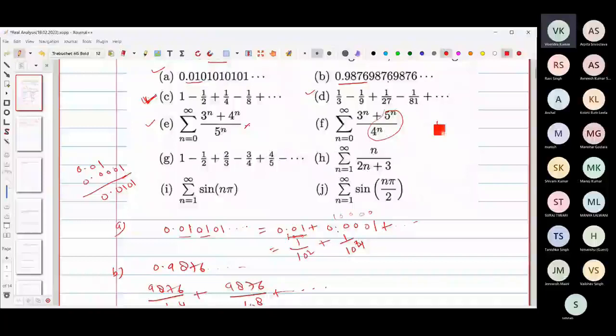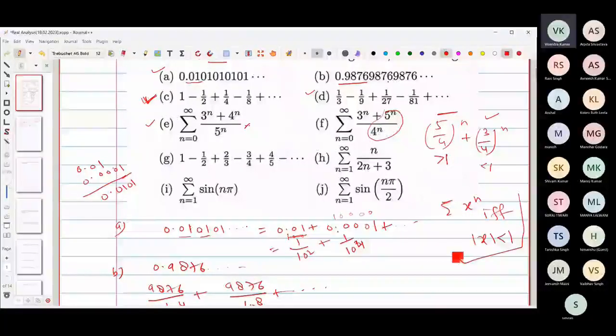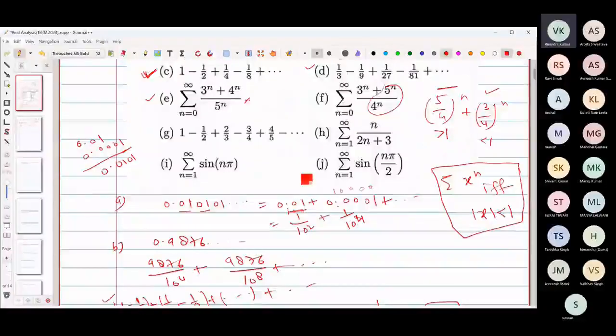You know, this geometric series x to the power n is convergent if and only if, do you remember? Mod of x is less than 1, absolute value of x is less than 1. So this part makes this divergent. So the sum of this series is going to be how much? Anyone? Infinity.